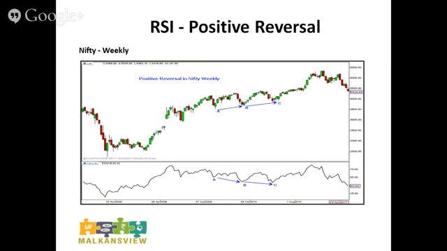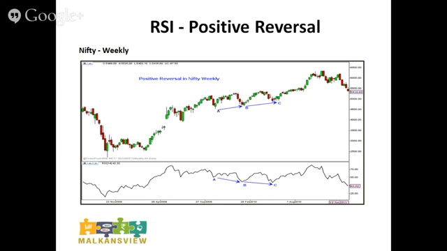In an uptrend, the trend is up, clearly defined. Your point B is higher than point A in terms of price, and C is higher than B in terms of price. But your point B in terms of RSI is lower than point A.